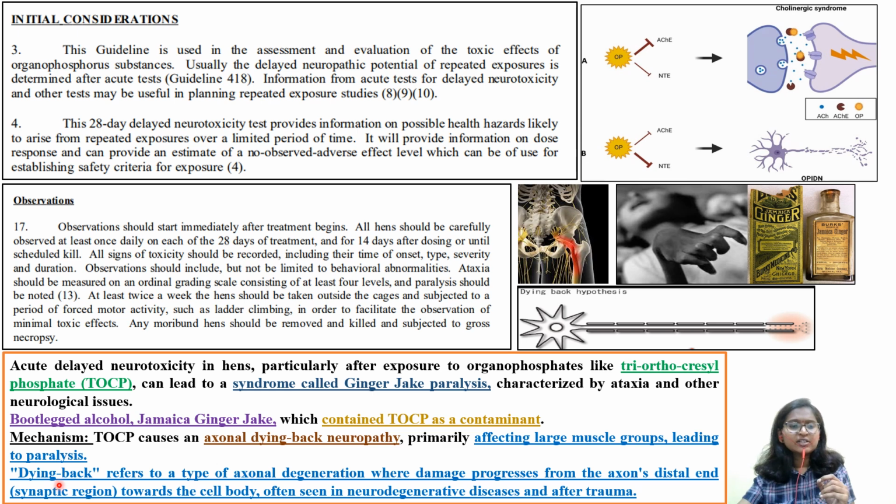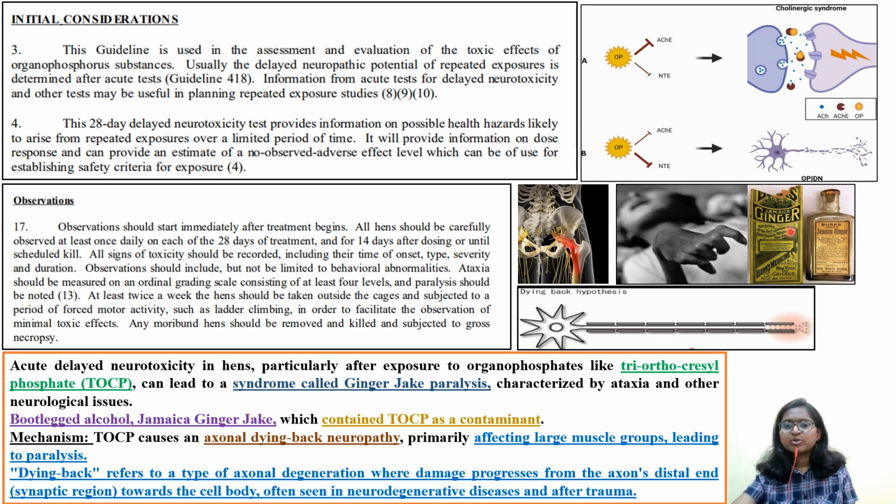Okay, so let us understand what is dying back. Dying back refers to a type of axonal degeneration where damage progresses from the axonal distal end, from this end, the synaptic region, towards the cell body. This is your cell body, the nerve cell. It is often seen in neurodegenerative diseases and after trauma. So it can also be because of chemical as well as physical agents, it is saying.